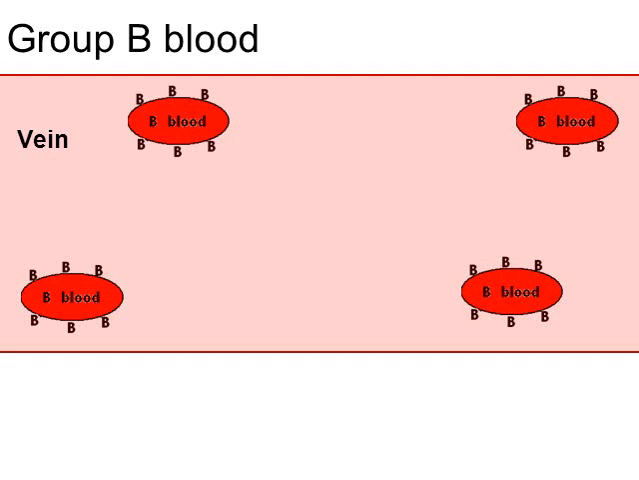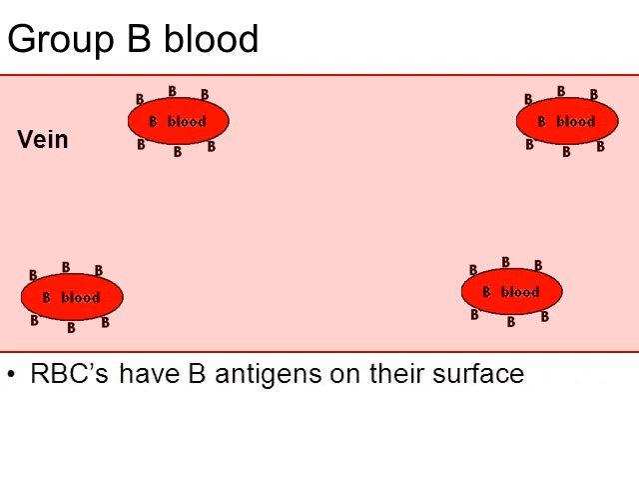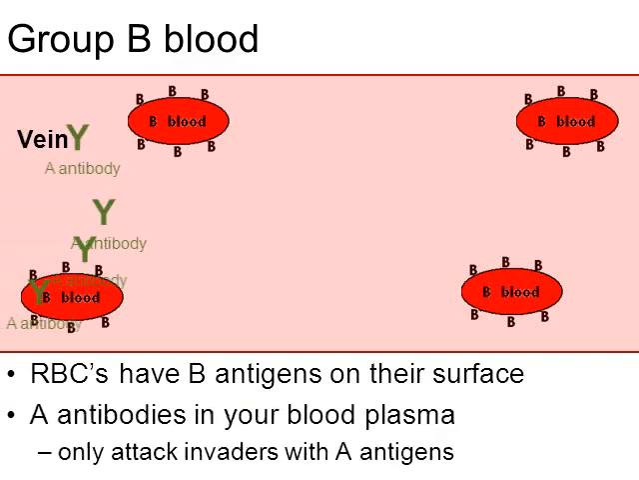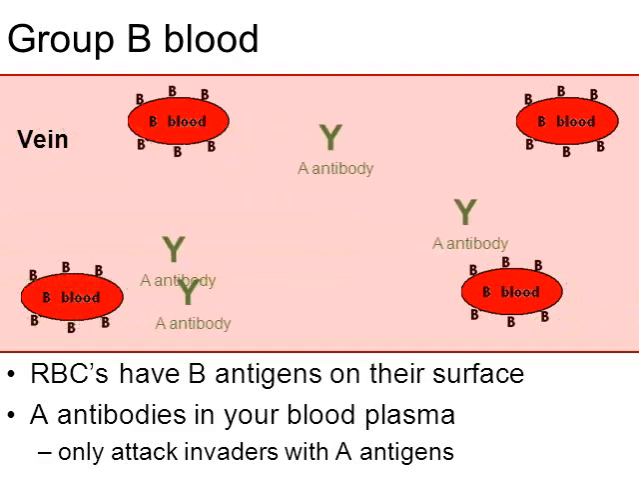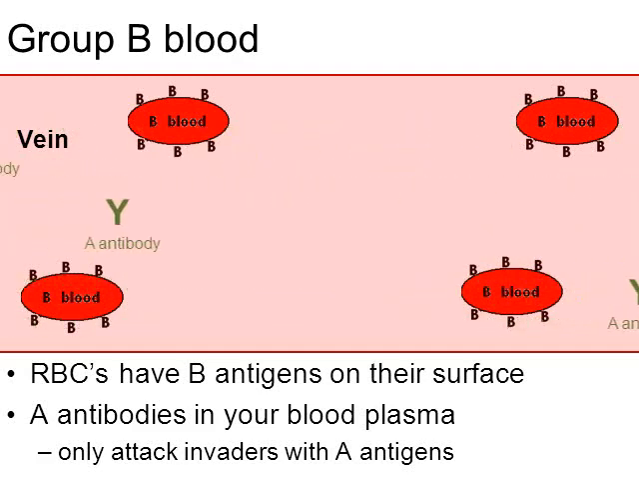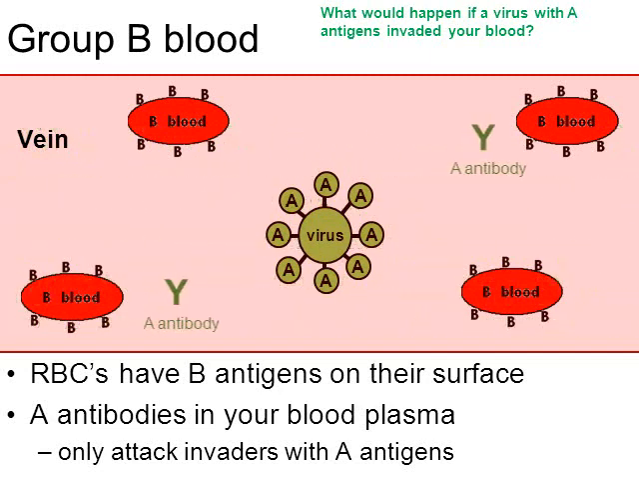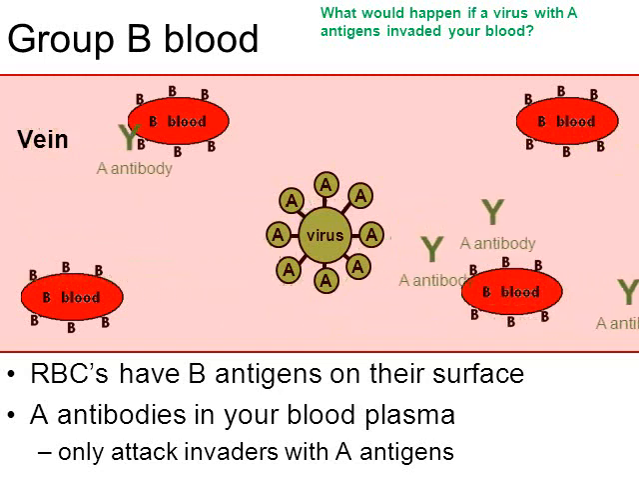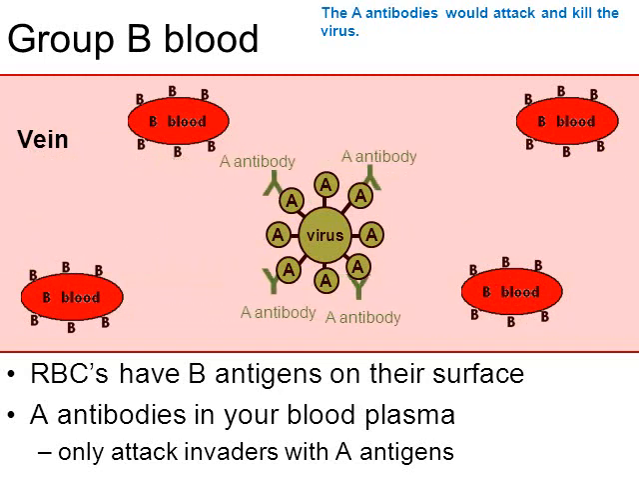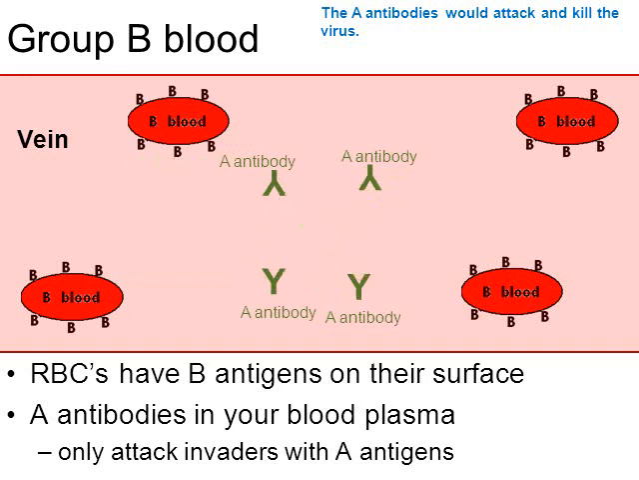If we look at type B blood, notice how the antigens are different. Type B has the B antigens. That's really the definition of type B blood: the red blood cells have the B antigens on their surface. That means they're going to have the A antibodies floating through their veins. The A antibodies are going to attack anything that has an A antigen, which would probably be a virus or a bacteria. So what would happen in our animation if a virus with A antigens were to somehow invade your blood? I hope you see that we have a defense for that. Those A antibodies would swarm, attach themselves to the virus, and ultimately cause it to be destroyed.